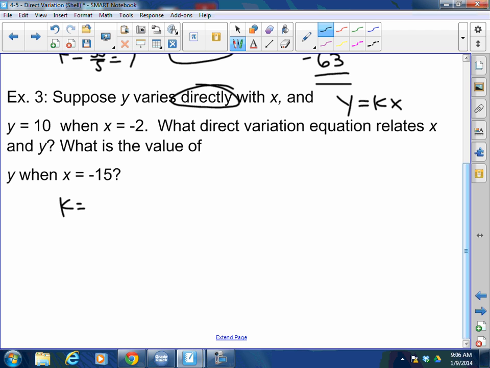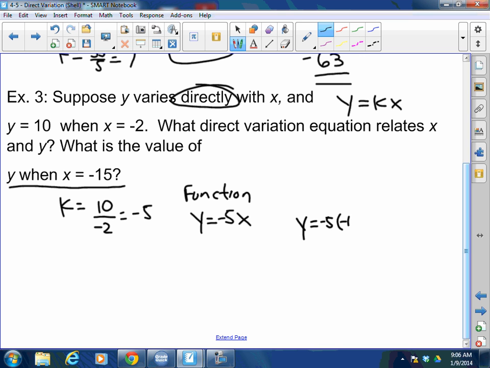Well, let's find my k. k is y over x, which is negative 5. So my direct variation function is y equals kx, which is y equals negative 5x. And what is y when x is negative 15? Well, y will be negative 5 times negative 15. So y will equal 75. It's not that bad, is it? Now, you do have to follow directions. You do have to follow procedures. Does anyone have a question before I continue?